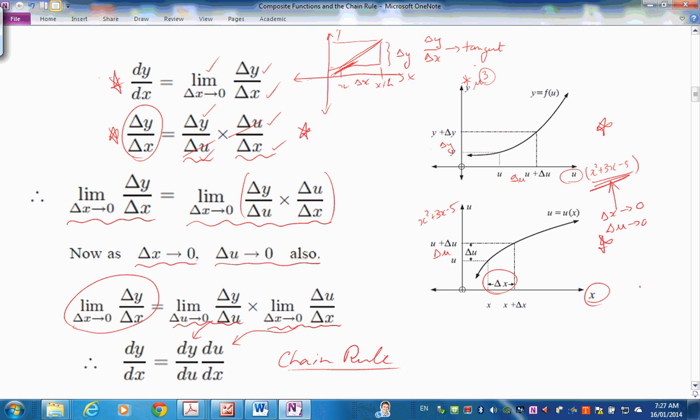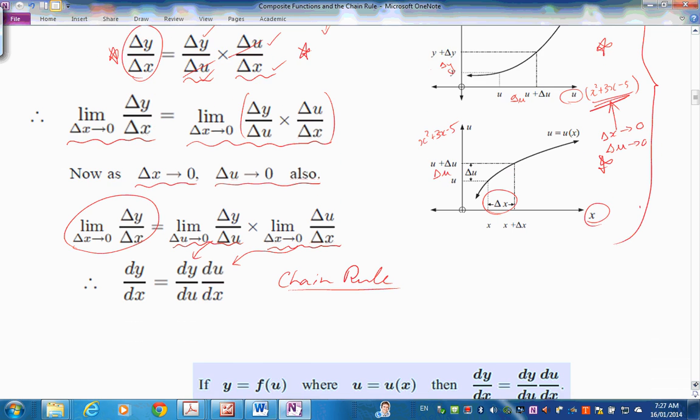Alright, so there's the proof for it if you're interested in the maths. This is not required in the course, the proof, but you must be able to use the result of the chain rule. Okay, let's go down and try and consolidate that so you don't spin out there.